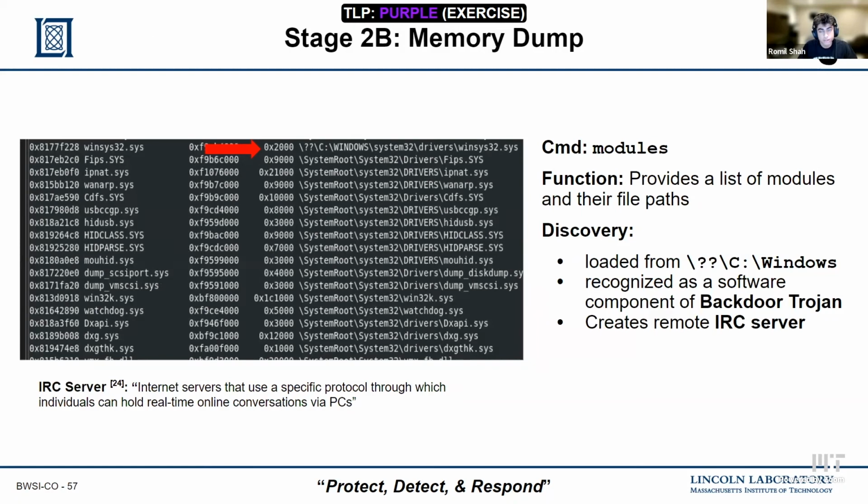After we use yarascan, we use the command modules. The modules command provides a list of modules and where they are located on the computer. WinSys32 is the only program loaded from C:\Windows and is recognized as a software component of a backdoor Trojan. It connects to a remote IRC server, which is essentially a system for instant messaging. It waits for commands from the remote user, activating an IRC client, which then provides the remote hacker access to the full system.